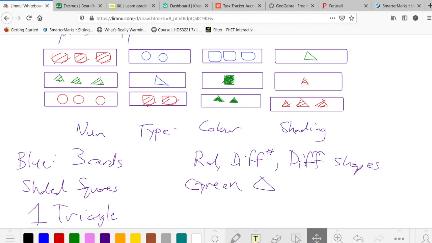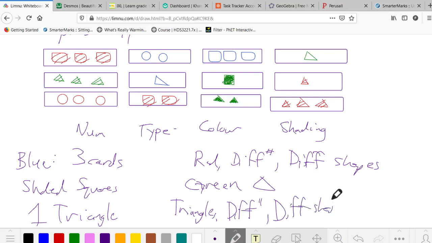So if we have triangles with different numbers, different shading, and different colors, then our 1 blue triangle, our 2 deeply shaded green triangles, and our 3 lightly shaded red triangles would form our 6th set. So this solves homework 6.05, number 1.